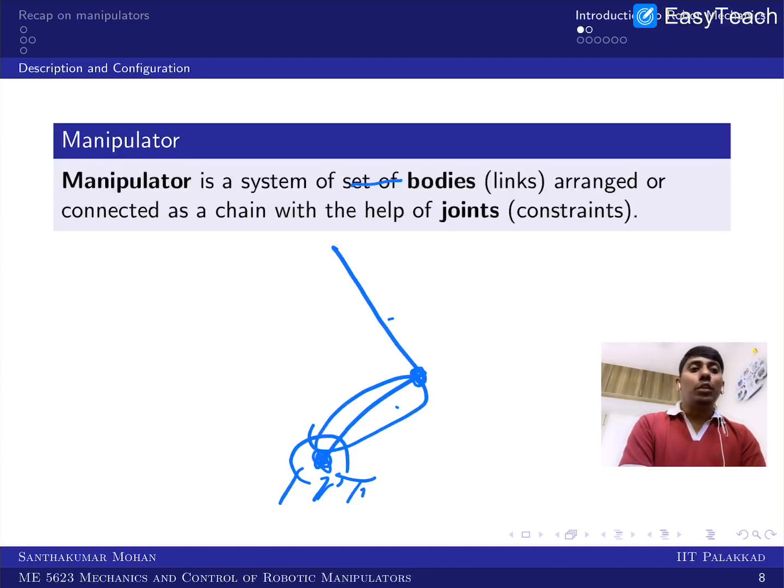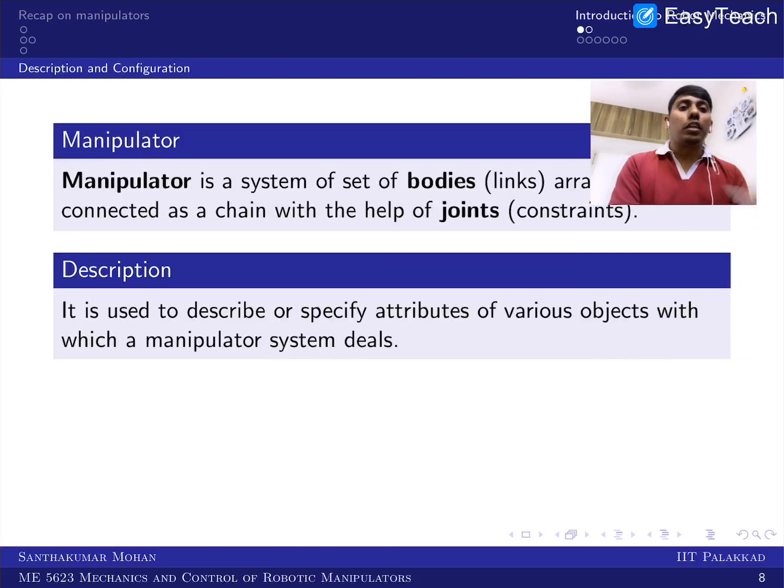In that sense, we need to describe it in a little more detail. Since we are talking about degrees of freedom, which is nothing but describing the system in a unique sense, first of all we should know what a description is. Description means specifying attributes of various objects with which the system can deal, or can understand easily. We are specifying very specific attributes of various objects with which a manipulator system deals. That is what we call description. In that sense, we are going to describe more about motion.